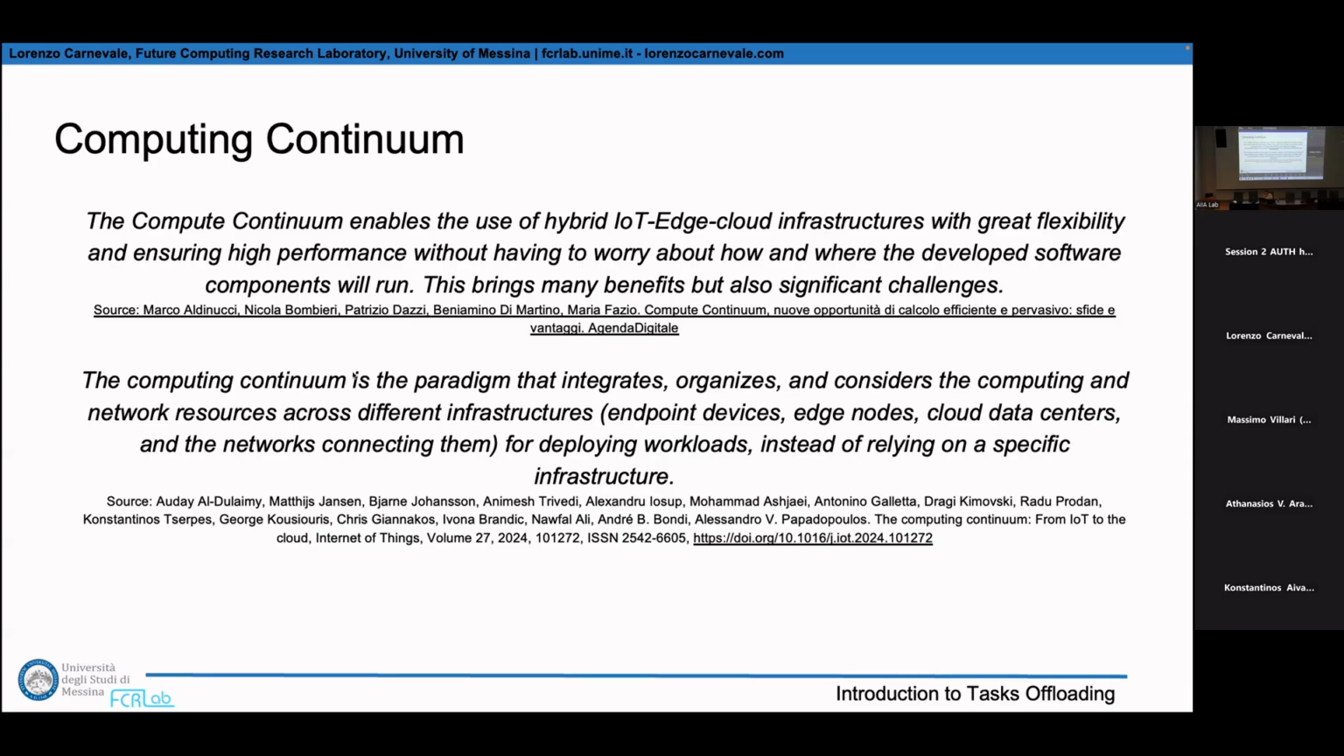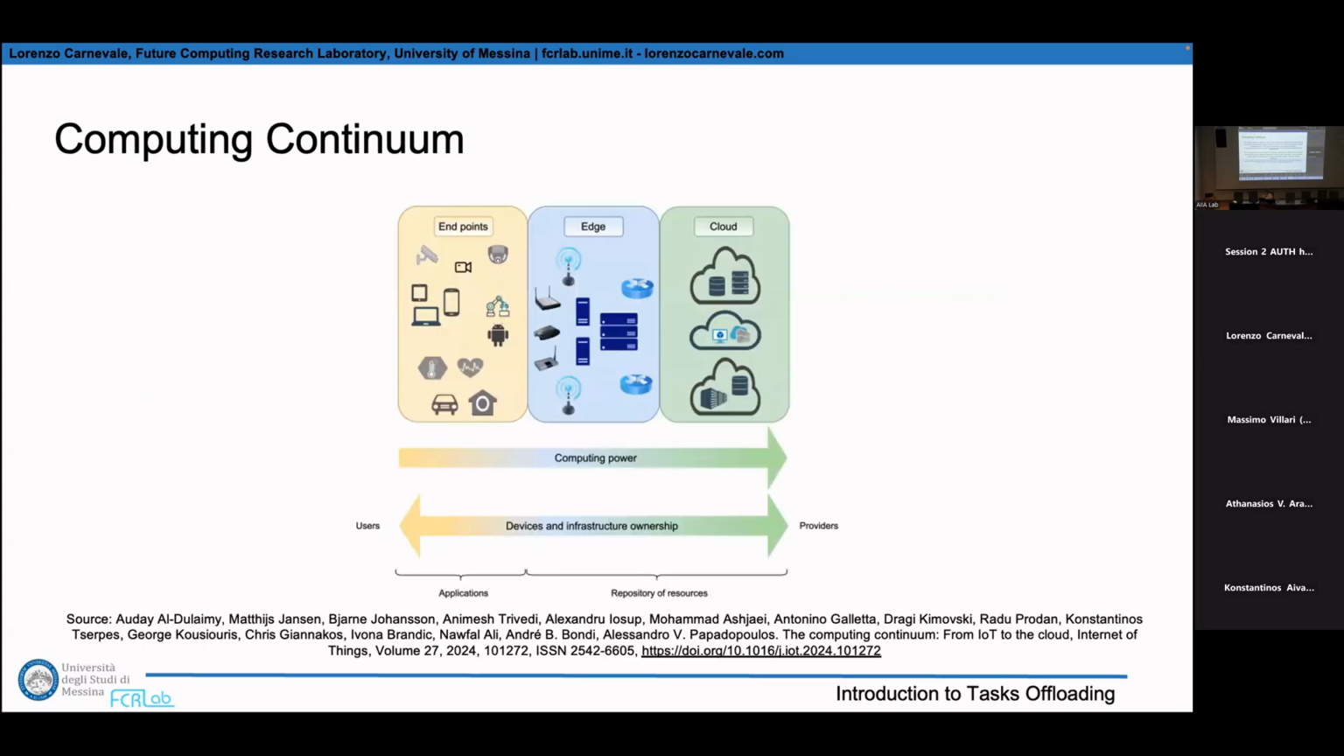A definition of the computing continuum, provided in the paper that I have here on the bottom, is the paradigm that integrates, organizes, and considers the computing and network resources across different infrastructures for deploying workloads, instead of relying on specific infrastructure. This is a picture of what the computing continuum is.